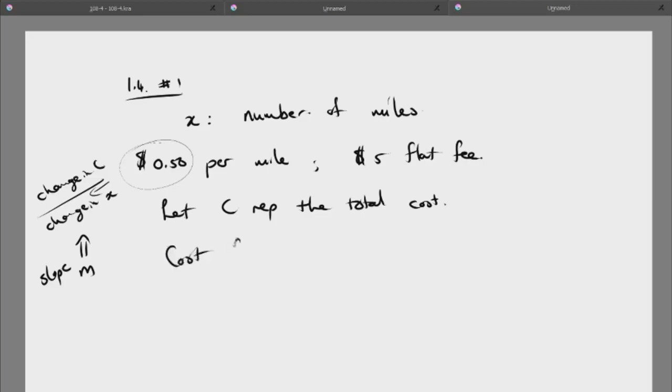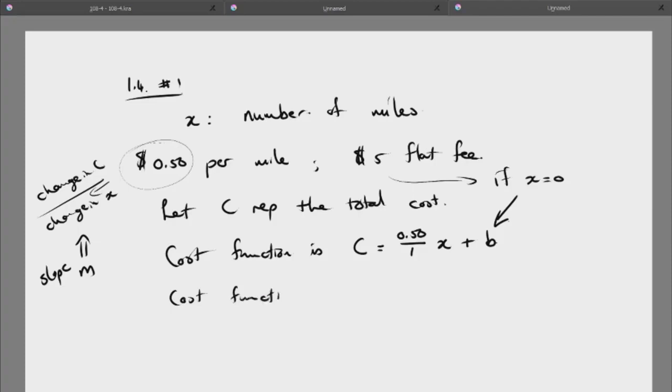So my cost function so far is C, not y. It's really 50 cents over 1 times x plus b, because of how they give me that cost per mile. That is the change in the cost for 1 extra mile. And this flat fee is how much I would pay if x is 0, which means it's the y-intercept, which means it's the b right away. So they were very kind to give me all the things I need for my slope-intercept form right away.